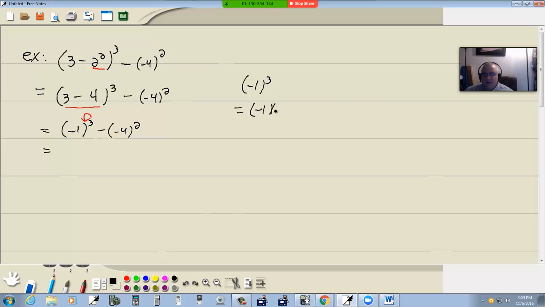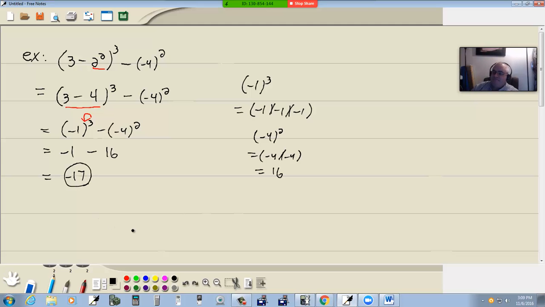Negative 1 to the third is negative 1 times negative 1 times negative 1. Negative 1 times negative 1 is positive 1 times another negative 1 is negative 1. Minus negative 4 squared. Well, negative 4 times negative 4 gives us positive 16. And then last thing, add or subtract. Negative 1 minus 16 gives us negative 17. And that'd be our answer. Whenever you're working with numbers and you're trying to simplify them, follow your order of operations. Let me erase that.